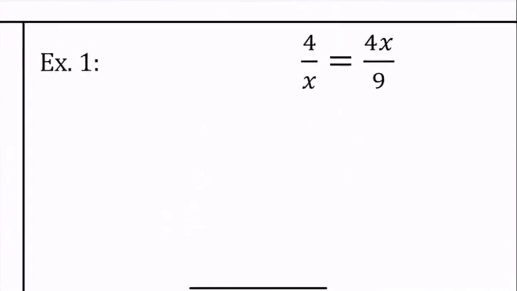Let's try another one. I have one fraction per side, so I'm just going to cross multiply. On the left, I have 36. On the right, I have x times 4x is 4x squared.